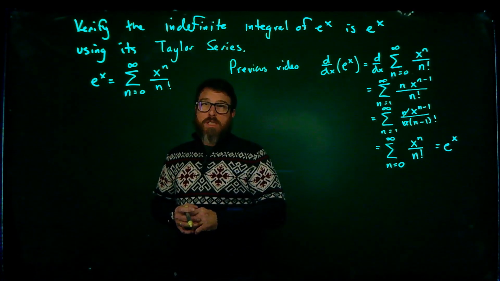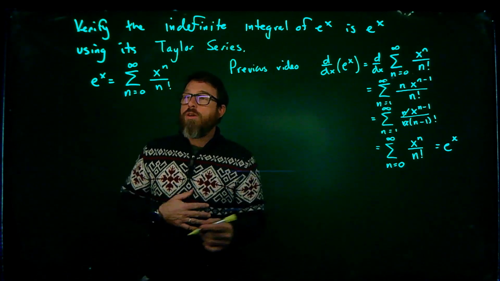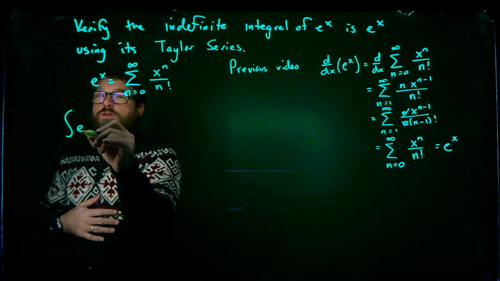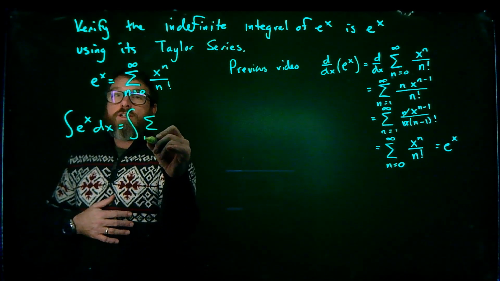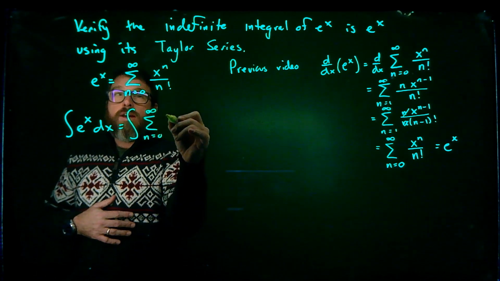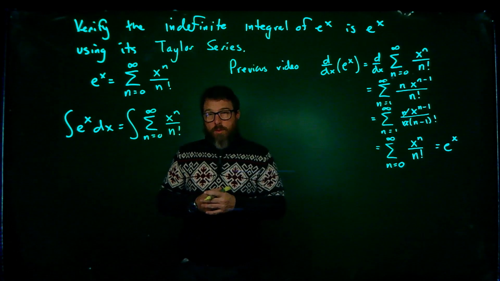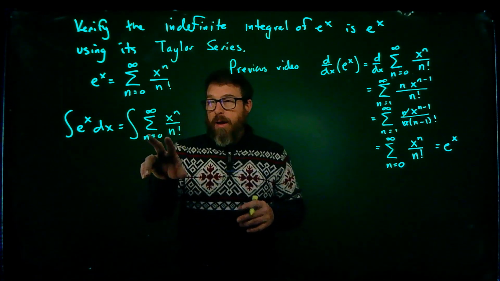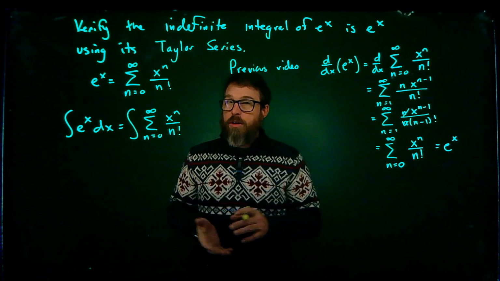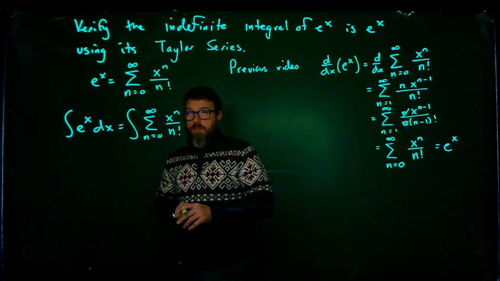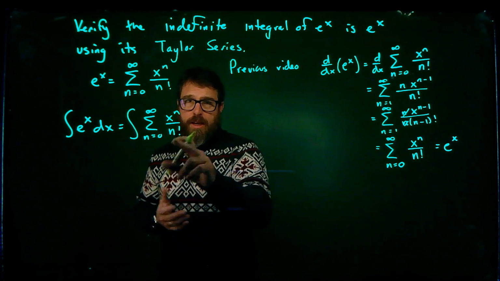Now I want to do something similar for the indefinite integral of e to the x. So really the goal is, if I want to find the integral of e to the x dx, we know that this is going to be equal to the integral of the summation from n equals 0 to infinity of x to the n all over n factorial. Now we have to be careful with integration because I want to take this integral inside the summation, but it'll only work if it's a convergent series. So I have to test convergence of this, and let's do that real fast.